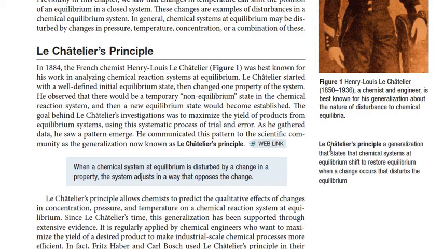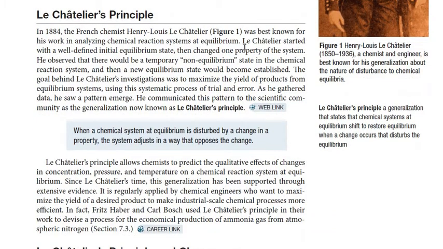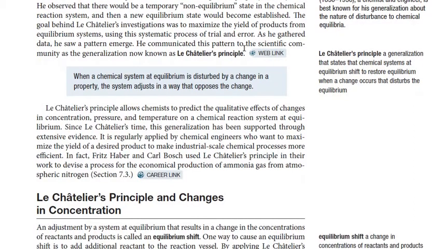So let's read it here. Le Chatelier's Principle, a generalization that states that chemical systems at equilibrium shift to restore equilibrium when a change occurs that disturbs the equilibrium. Le Chatelier's Principle allows chemists to predict the qualitative effects of changes in concentration, pressure, and temperature on a chemical reaction system at equilibrium. Since Le Chatelier's time, this generalization has been supported through extensive evidence.